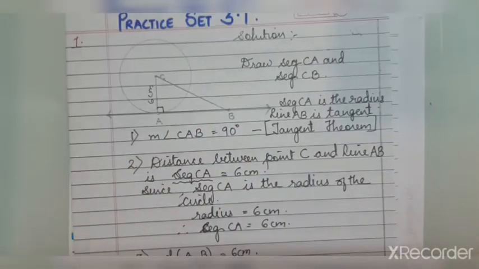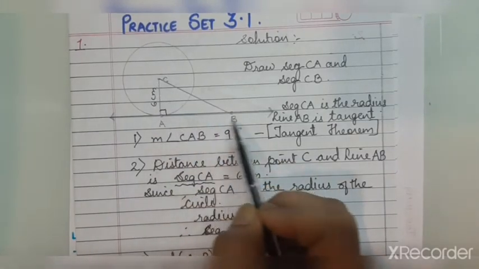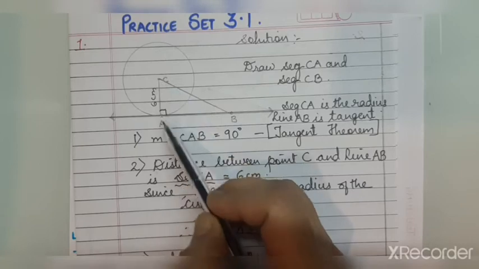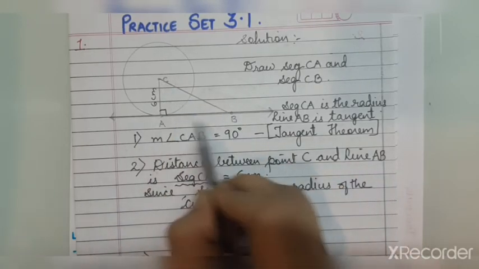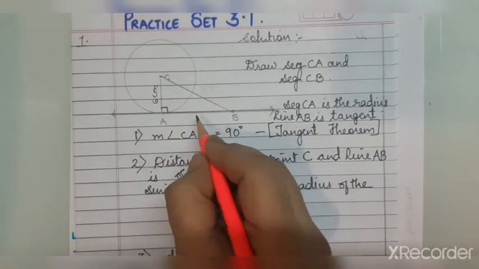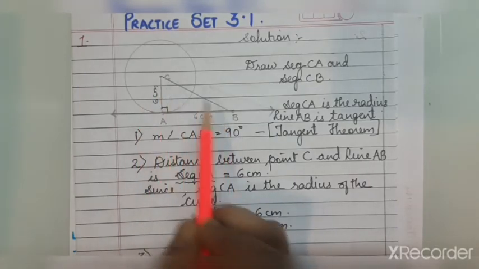Okay, now if you look in the figure, the triangle CAB, in this CA we know the radius, that is 6 centimeter. Now in the third sum they have given that distance AB is also 6 centimeter. Okay, and they have asked us to find the distance BC.